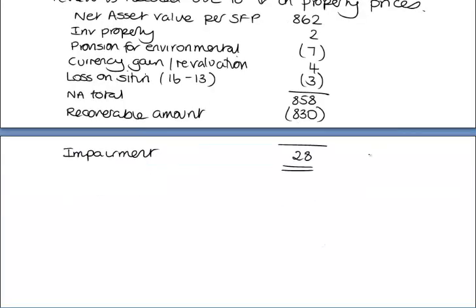It's 28 million. And they will relate to PPE or broadly relate to PPE. So credit PPE 28 million. And we're going to debit the income statement 28 million.